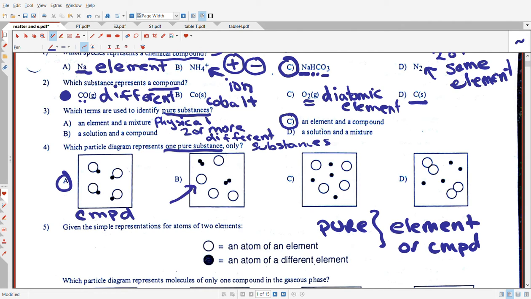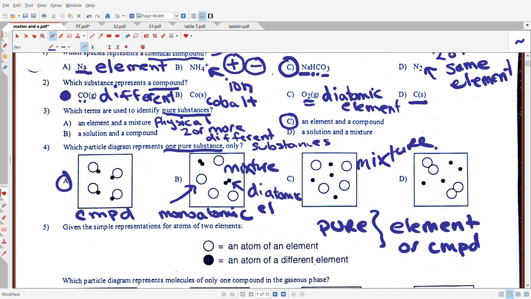Now here, we have one white dot. That's a monoatomic element. It's one element. Now here you have 2 of the same stuck together, so that's a diatomic element. And since the 2 of them are put together, it's known as a mixture. Now this one, it's a mixture of 2 monoatomic elements because you have just 1 and 1 and they're separated. Notice how choice A are stuck together to represent chemically combined. And this one also is a mixture of a monoatomic element and a diatomic element. Okay.